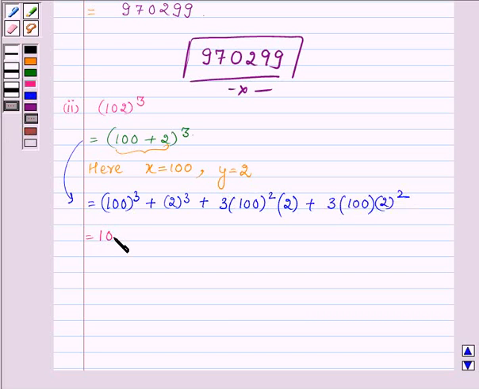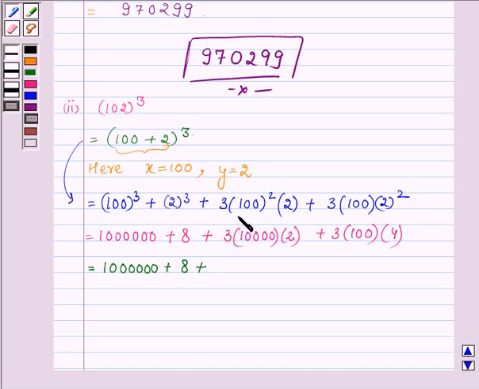Now 100 whole cube is 1 with 6 zeros. 2 whole cube is 8 plus 3 into 100 whole square is 1 with 4 zeros into 2 plus 3 into 100, and 2 whole square is 4. Now this is further equal to 1 with 6 zeros plus 8 plus 3 into 2 is 6 into 10,000 plus 3 fours are 12 into 100, which is further equal to 1,000,000 plus 8 plus 6 with 4 zeros, that is 60,000. And 12 into 100 is 1200.